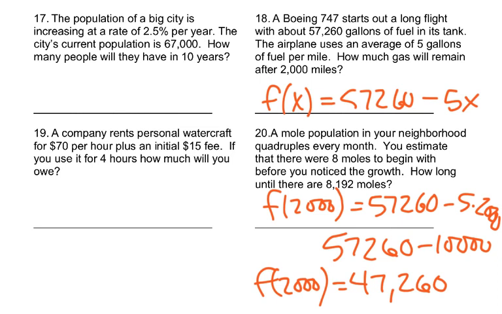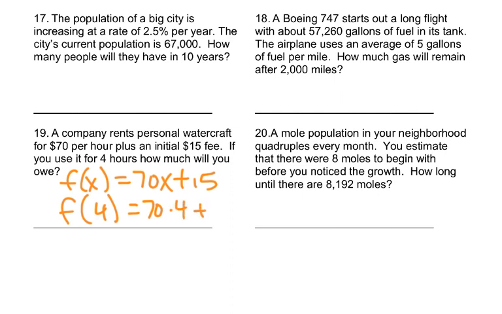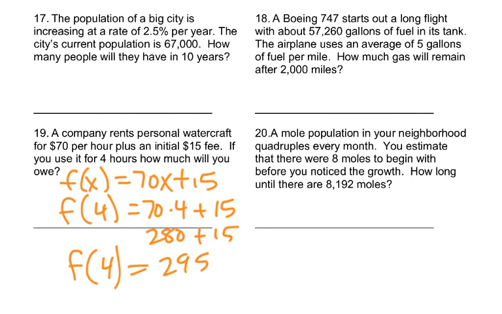Okay? And to finish these off, number 19, a rental company rents personal watercraft for $70 per hour plus an initial $15 fee. If you use it for 4 hours, how much will you owe? Well, f of x would equal 70x plus 15. Doing this one backwards. So f of 4 equals 70 times 4 hours plus 15. So 70 times 4 would be 280 plus 15 would be 295. So basically, it costs you about $300 to do that.